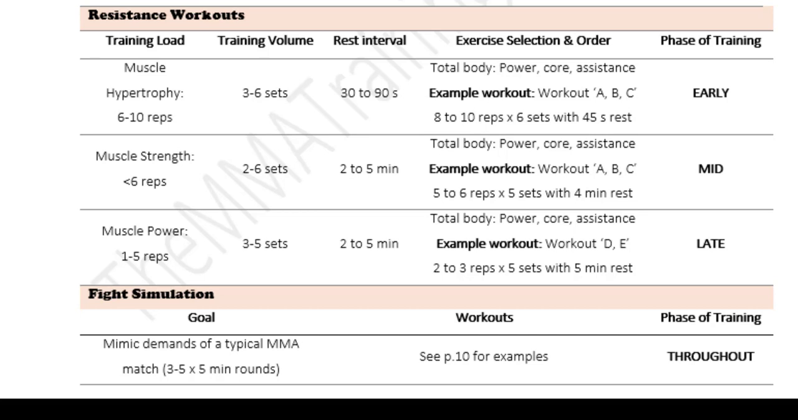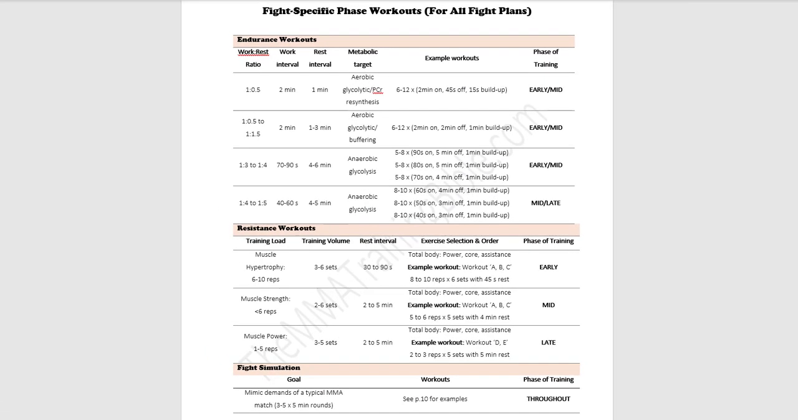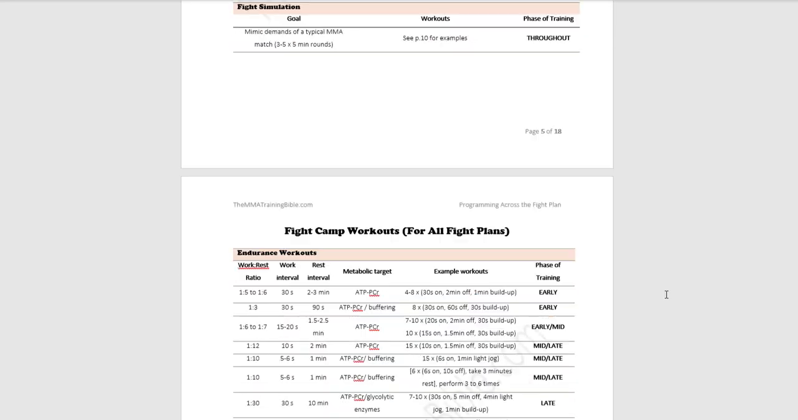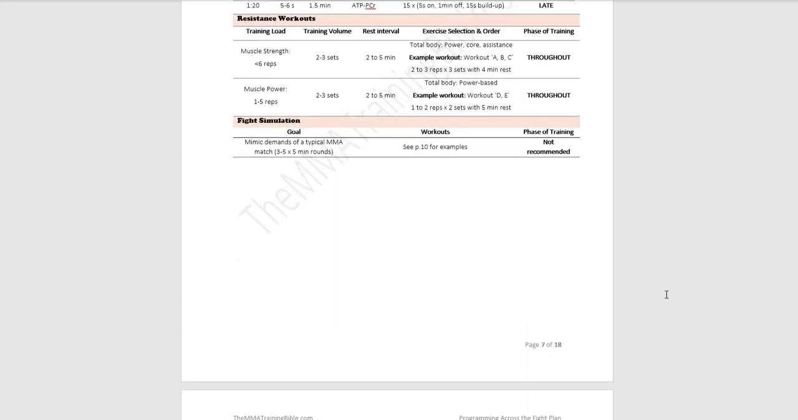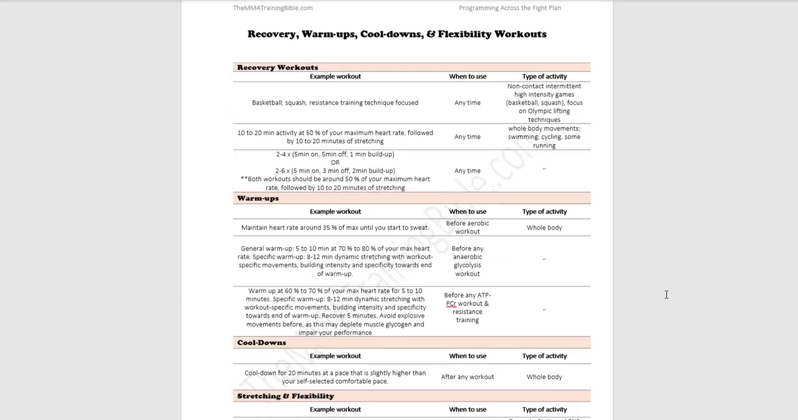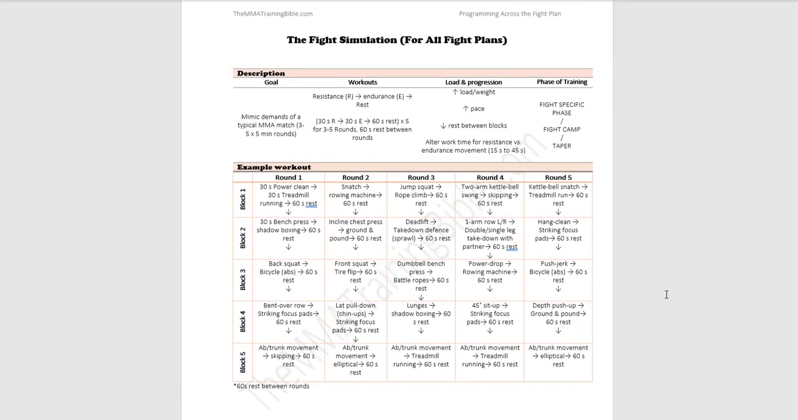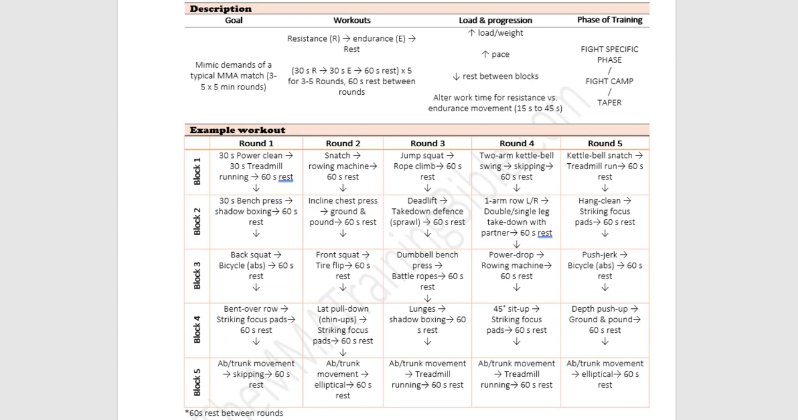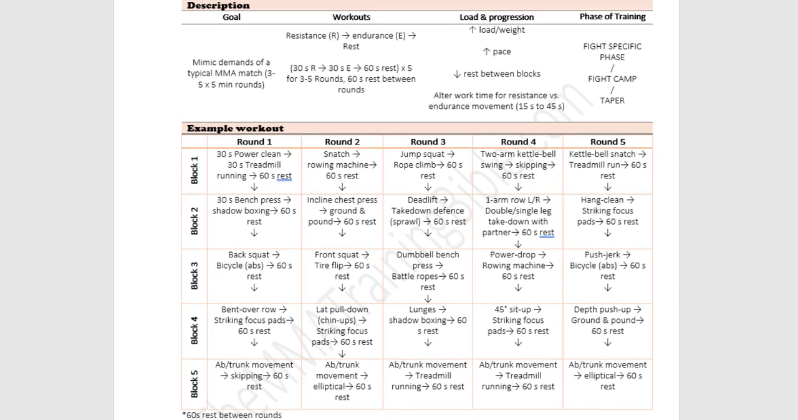Now importantly, you should also incorporate the fight simulation in this phase, and this simulation is described in more detail on page 10, so let's have a look at exactly what this is. So we'll just scroll down to the appropriate section, and here we are. Okay, so importantly, the goal of the fight simulation is to mimic the demands of a typical MMA match, which can be 3 to 5 5-minute rounds.